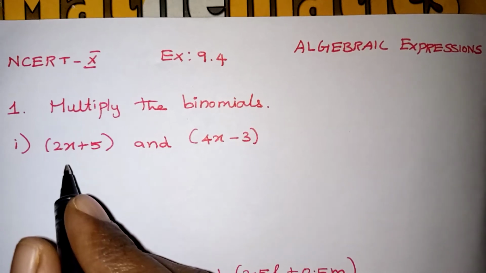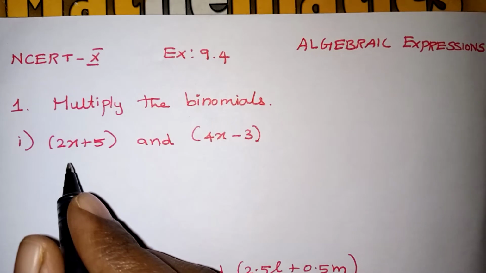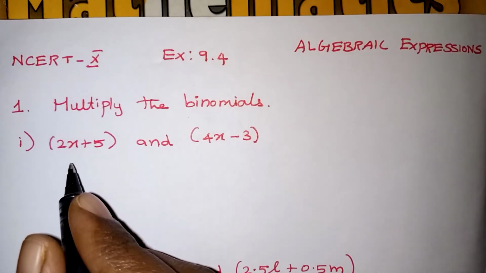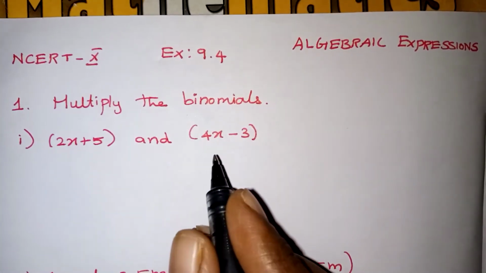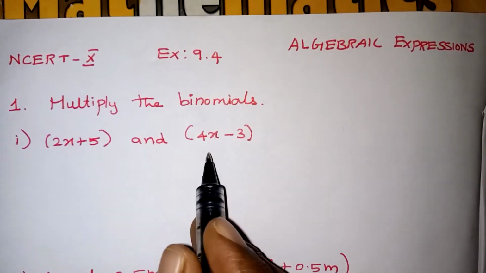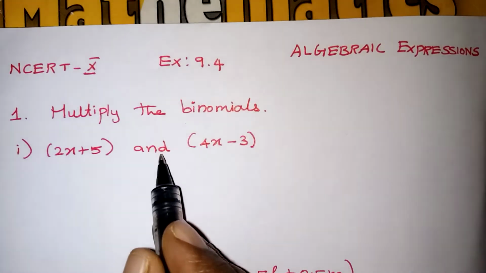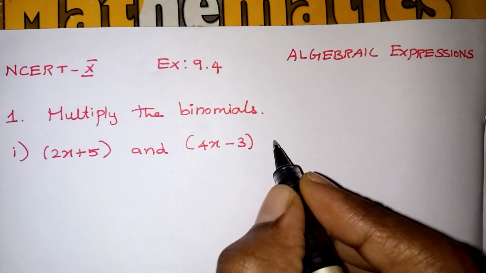Hi students, in this video we are going to learn exercise number 9.2, question number 1: multiply the binomials. We know that binomials means two terms. So we are going to multiply these two terms along with these two. So first multiply is a question. So the "and" should be replaced by the multiplication sign.